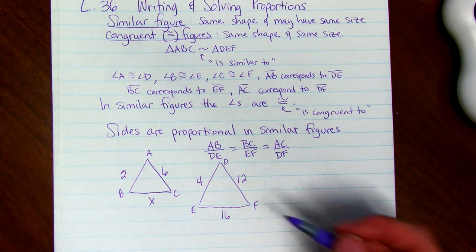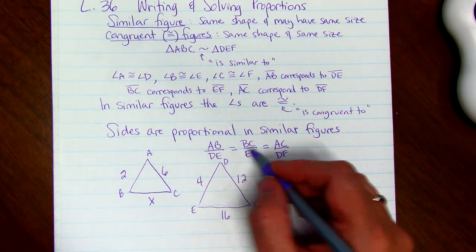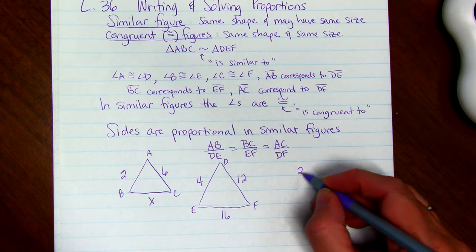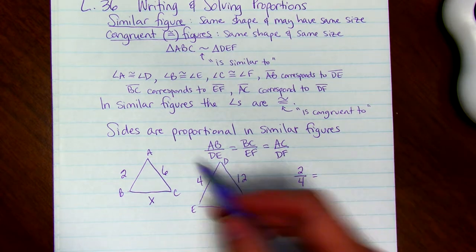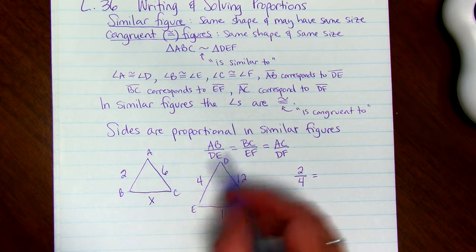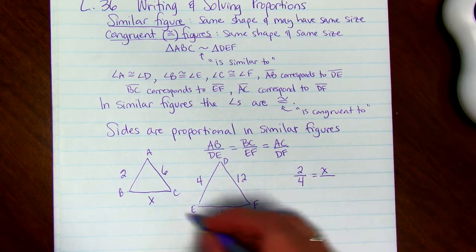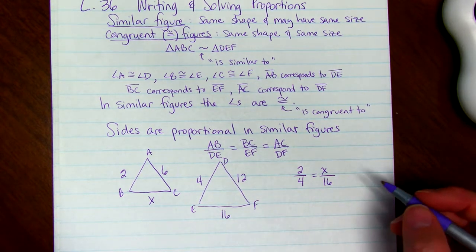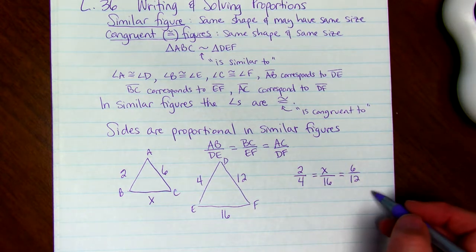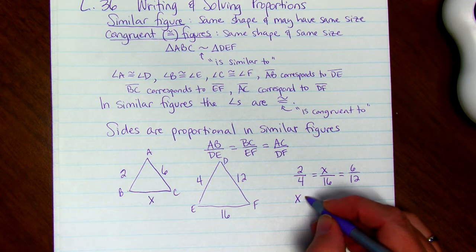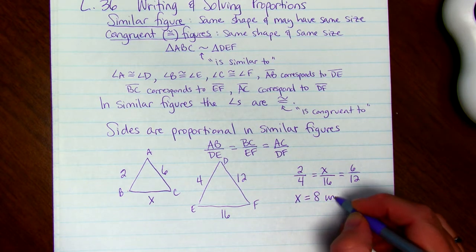Now if we wanted to find X, we could set up our proportions. We could say AB, 2 divided by 4, equals BC, X divided by 16. And that's also going to equal 6 divided by 12. Notice that they're all 1/2. So we can see from this that X is 8 units long.